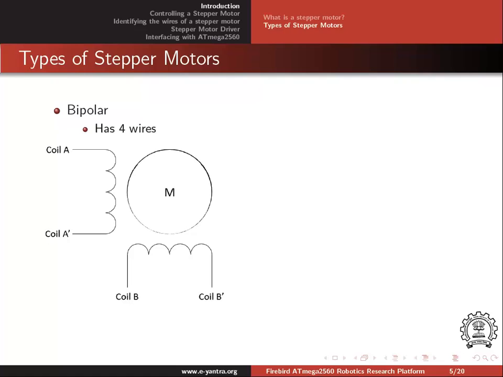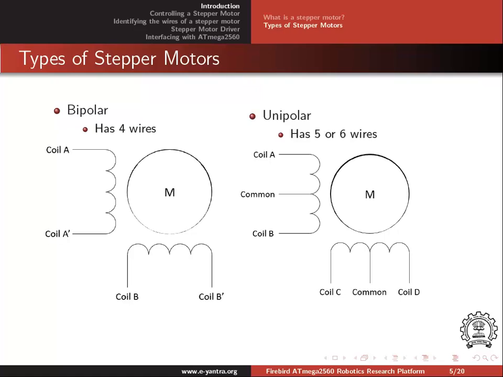Types. Steppers are mainly classified on the basis of the internal wiring. These classes are as follows. Bipolar stepper motors usually have 4 wires to control them and the drivers are complex. Unipolars, on the other hand, have 5 or 6 wires and are relatively easier to drive. Since unipolars are more commonly used, we will be using them in this tutorial.